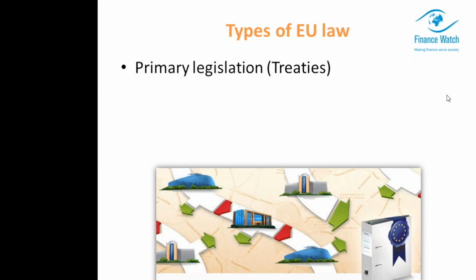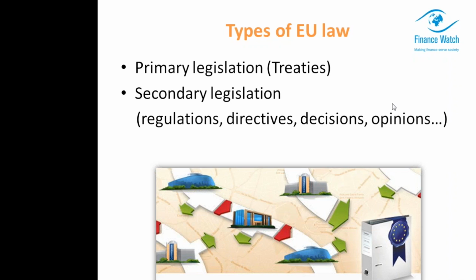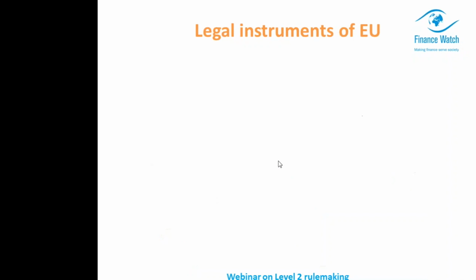We have primary legislation in the form of governing treaties, two treaties that decide how the European Union functions and what the main issues are. Then we have secondary legislation, which could take the form of binding regulations, directives, or decisions, or non-binding opinions and recommendations. And then the third part of EU law is case law, the judgments by the European Court of Justice and the General Court.